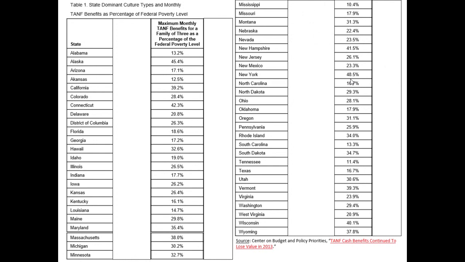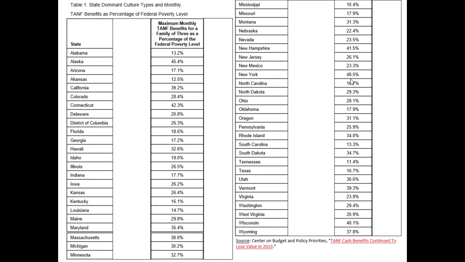So a little less than 17%. Texas is saying if you're going to get AFDC or TANF benefits in this state, you're only going to get about 17% of the federal poverty level. In fact, in every state, if you receive TANF benefits, you're still poor, as defined by the federal poverty level.